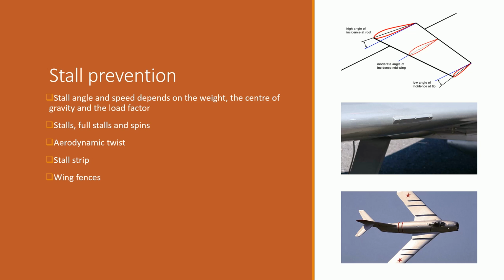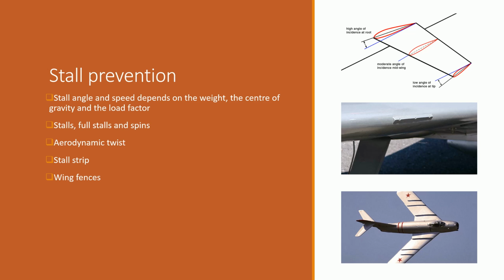To avoid a full stall, several safety devices and wing characteristics have been engineered, the first of which is an aerodynamic twist, which can be seen on the top right. The aerofoil at the root of the wing is angled at a greater degree than at the tip. The picture shows a very exaggerated version of this twist, where it's usually around 2 degrees of twist.